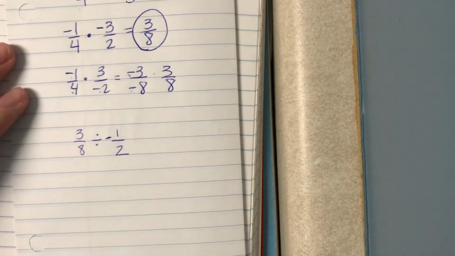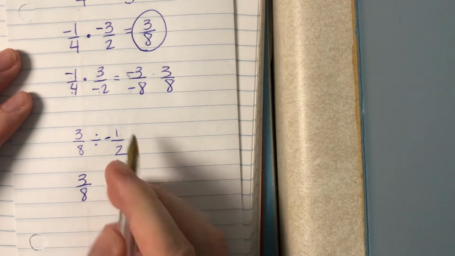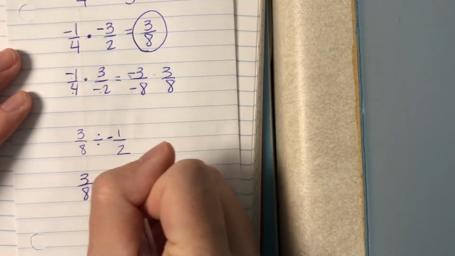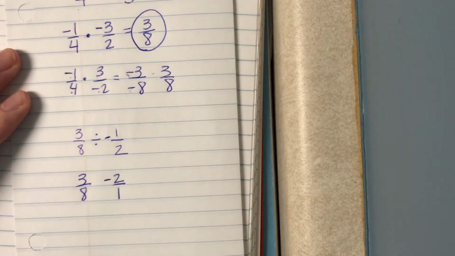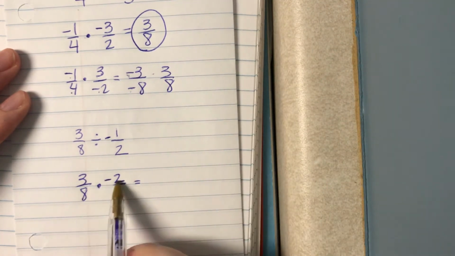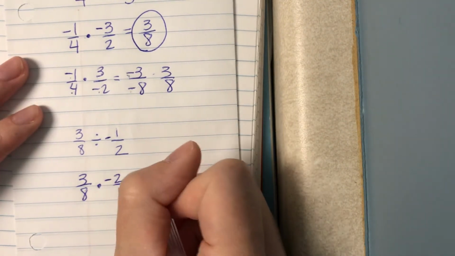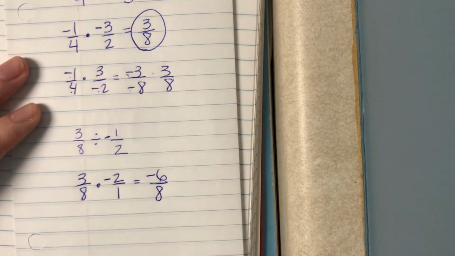All right, next division problem. So first fraction stays the same, second one flips, so my 2 and 1 are going to flip spots. I'm going to keep that negative sign with the top, and the whole point of flipping is to make it into a multiplication problem. So 3 times -2 is going to give me -6. 8 times 1 is 8.